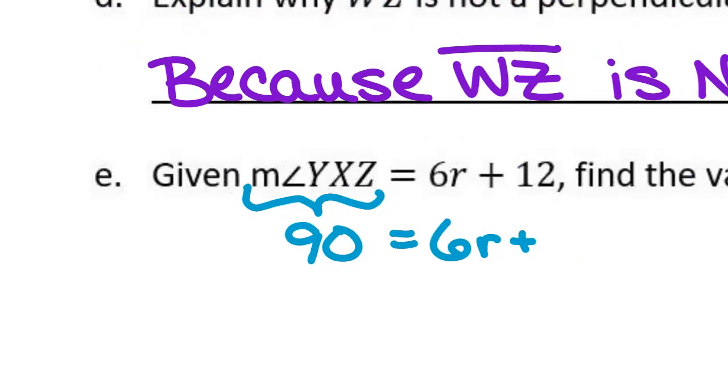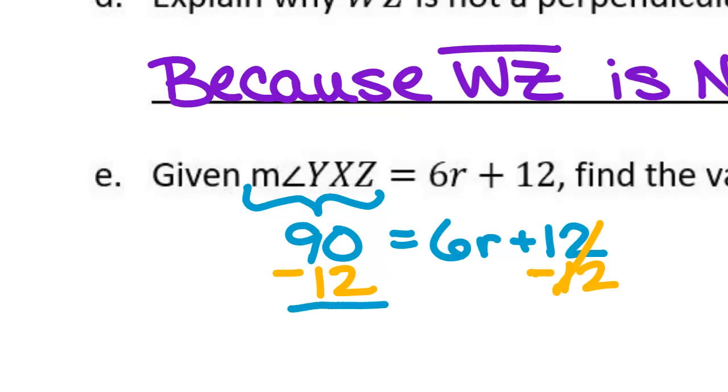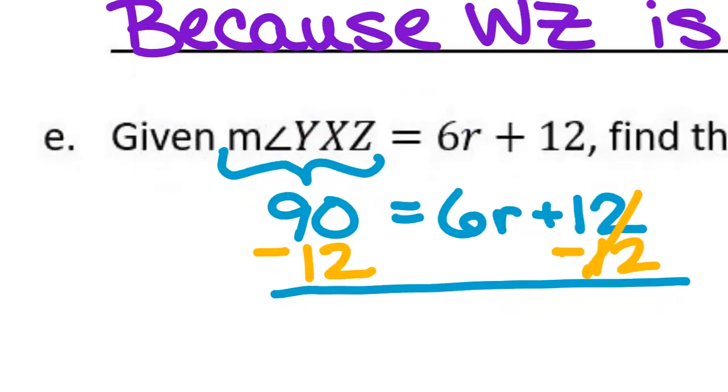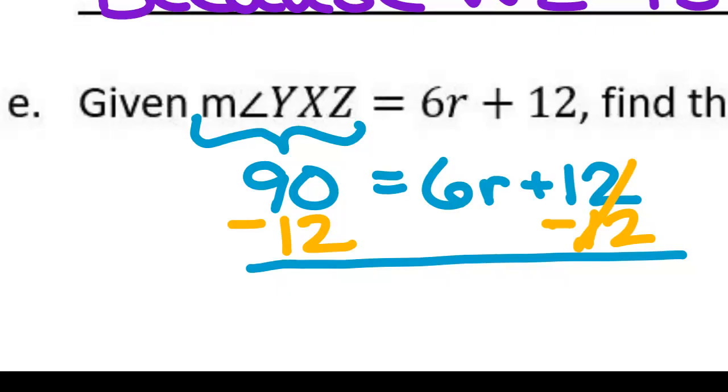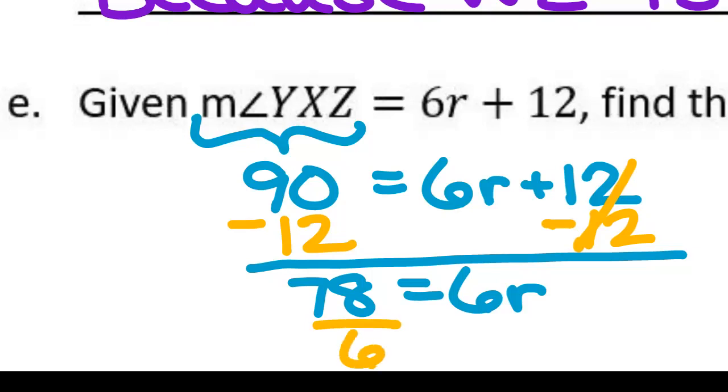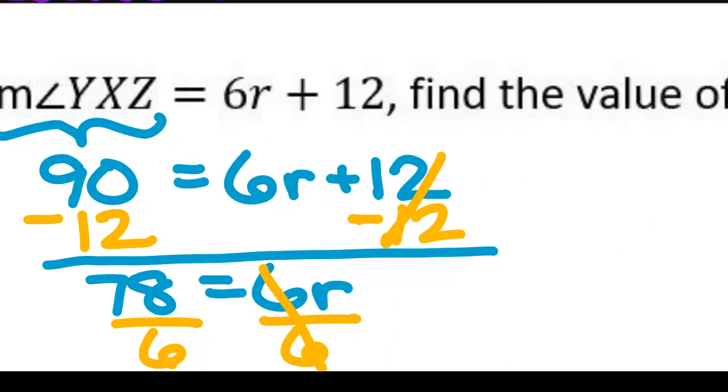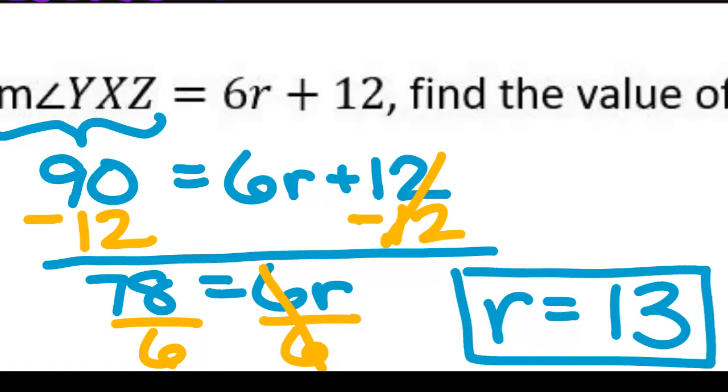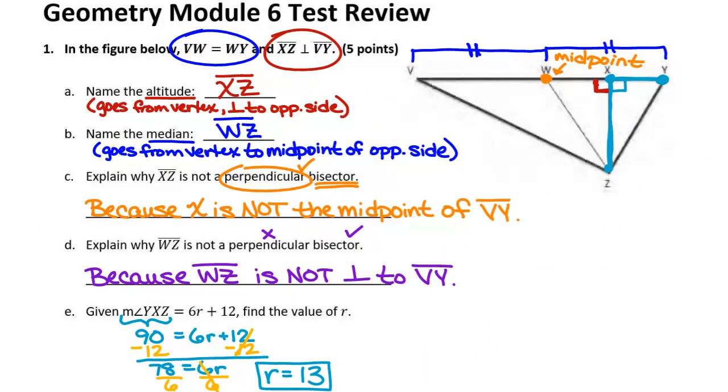90 equals 6r plus 12. Then I would subtract 12 from both sides. What is 90 minus 12? 78. So 78 equals 6r. Divide both sides by 6. And that means r is what? r is 13. Nicely done.